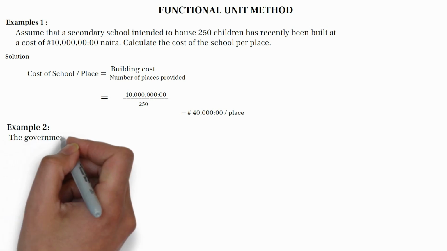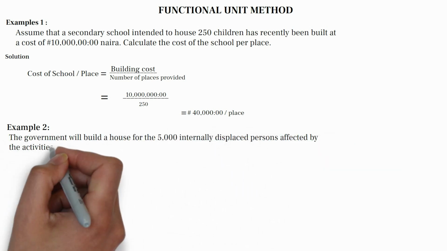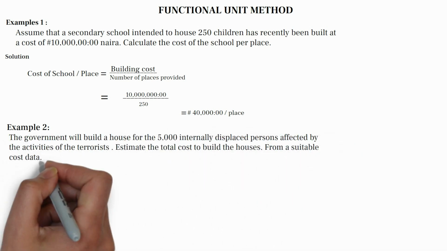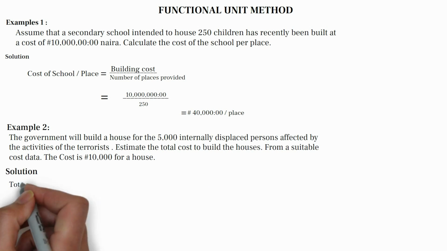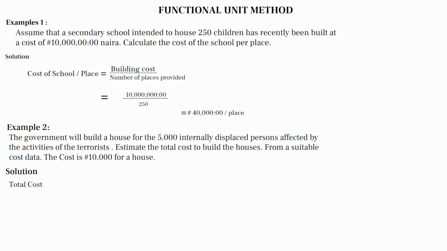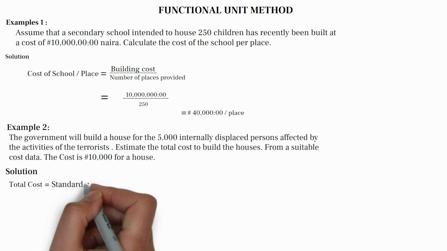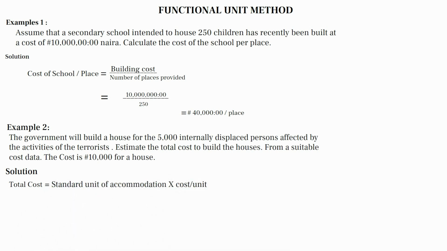Example 2. The government will build a house for each of the 5,000 internally displaced persons affected by the activities of terrorists. Estimate the total cost to build the houses. From a suitable cost data, the cost is 10,000 for a house. Solution: total cost equals standard unit of accommodation multiplied by cost per unit. That is 5,000 multiplied by 10,000. We have 50 million naira as the total cost.